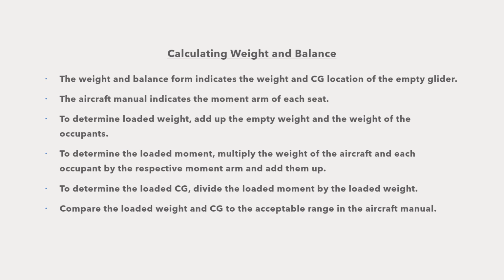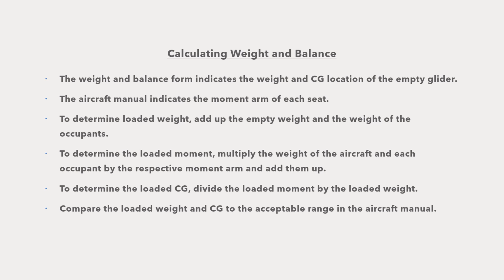The aircraft manual should tell us the moment arm for each seat. We kind of assume that the occupant's weight is concentrated at a particular point relative to the seat, and we get that distance by looking in the aircraft manual. So to determine the loaded weight, we add up the empty weight of the glider and the weight of the occupants.